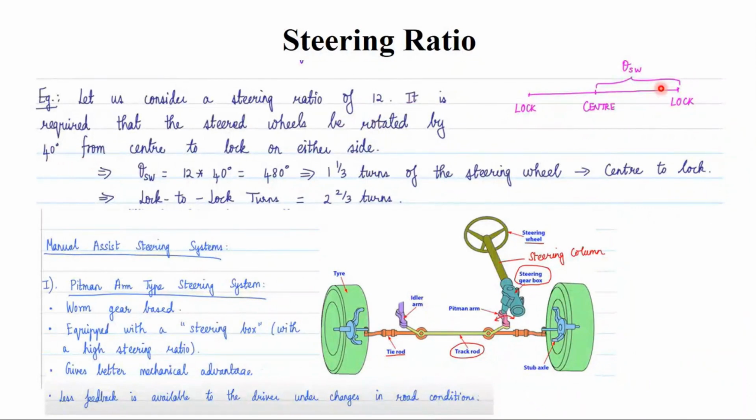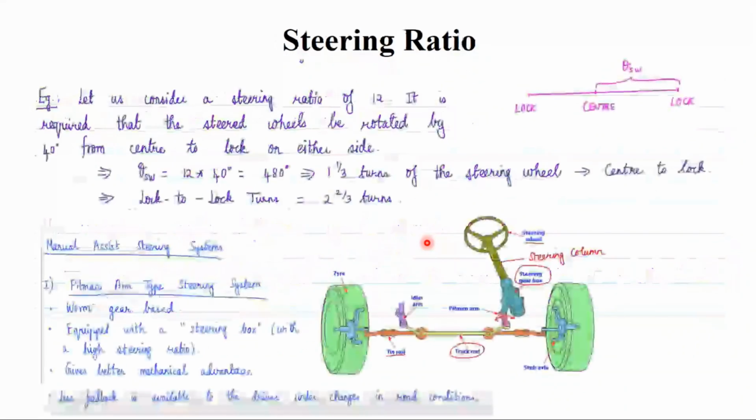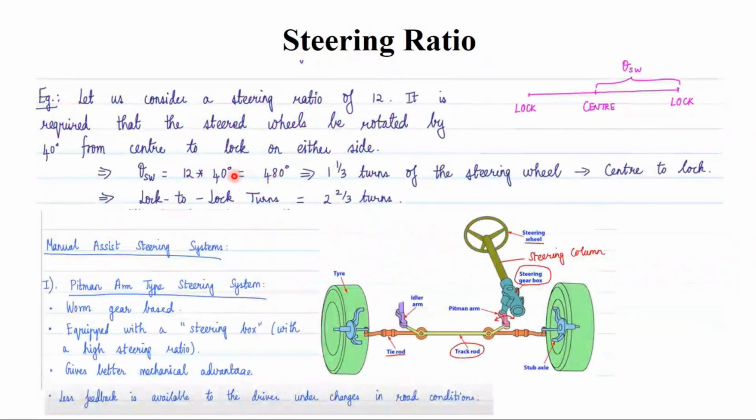So what is steering wheel angle? Steering wheel angle is nothing but 12 into 40. Assuming that the steering ratio is 20, then 20 into 40 will be the steering wheel angle. Now we are considering 12. 12 into 40 is 480.